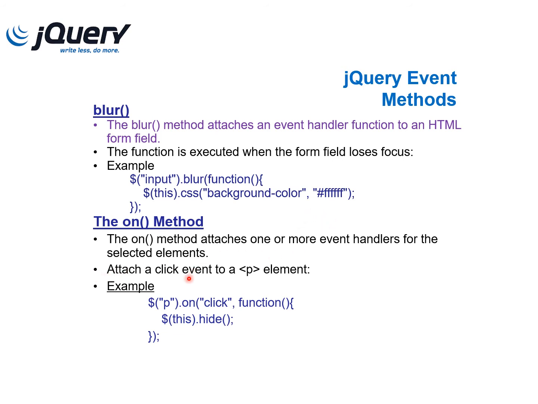Then the on method. The on method attaches one or more event handlers for the selected elements. So if you are using the on method, we can attach more than one event handler to the selected element. Attach a click event to a paragraph element. Here we are using on to specify a click event for the paragraph element: $("p").on("click", function(){$(this).hide();}). So if a click happens on a paragraph element, that paragraph will disappear.